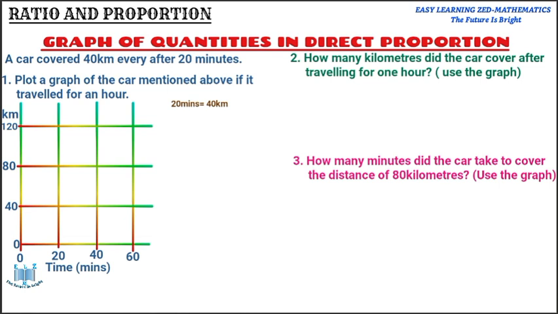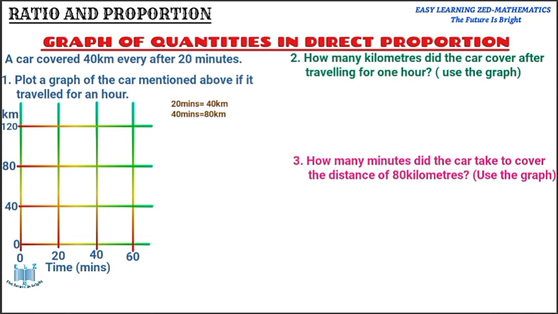So if it has taken 40 minutes, it will cover a distance of how many kilometers? We say that it has doubled the time, so the distance will also be doubled. That means when it takes 40 minutes, it will cover 80 kilometers. When it doubles the time, it also doubles the distance.